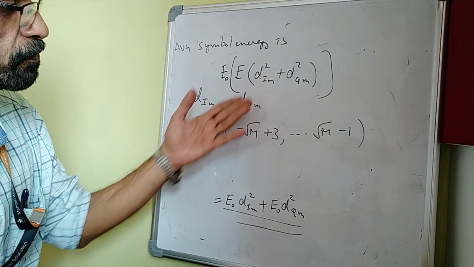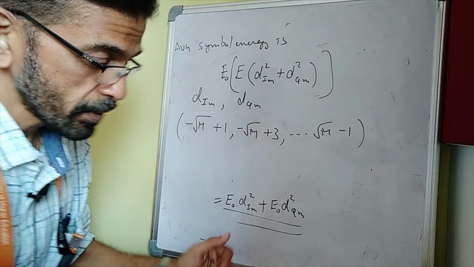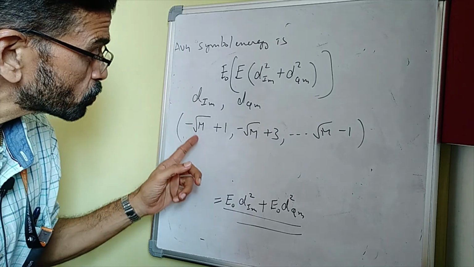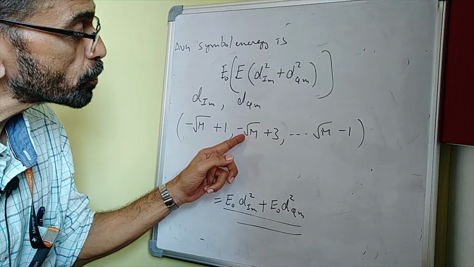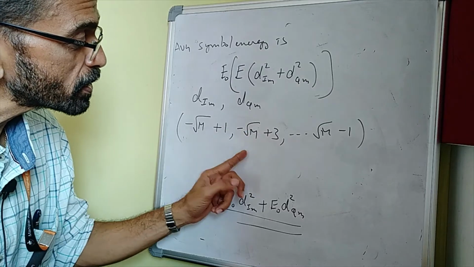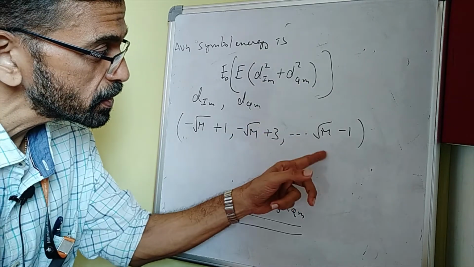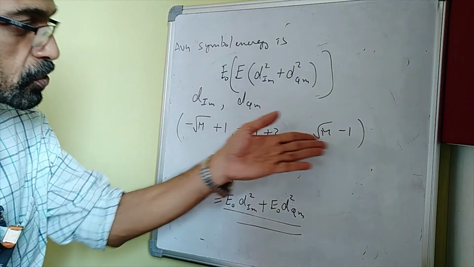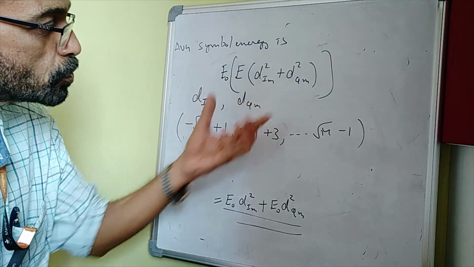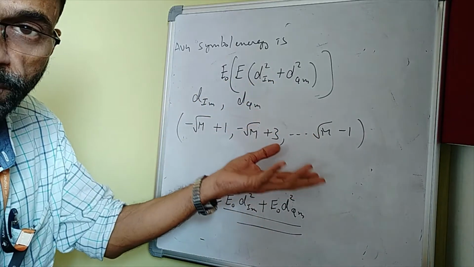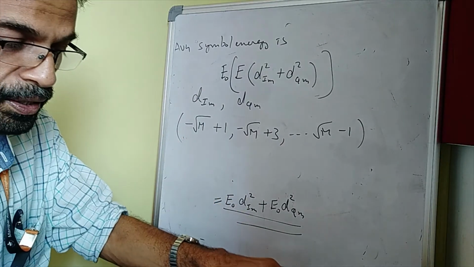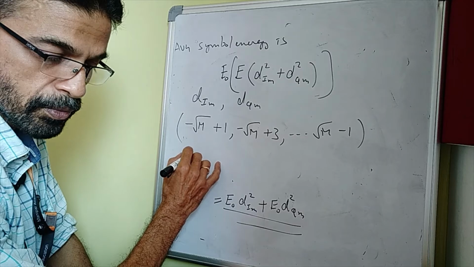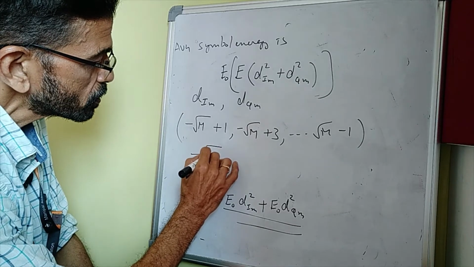So for example, if m is 16, that is if we are discussing 16 QAM, this would have been minus 3, minus 1, 1 and 3. That's what we saw earlier. So DIM and DQM take values from this independently. And this can be now expressed in a very compact form like this.